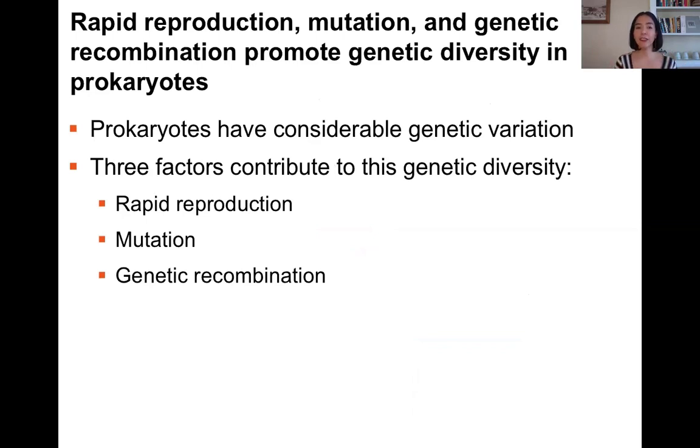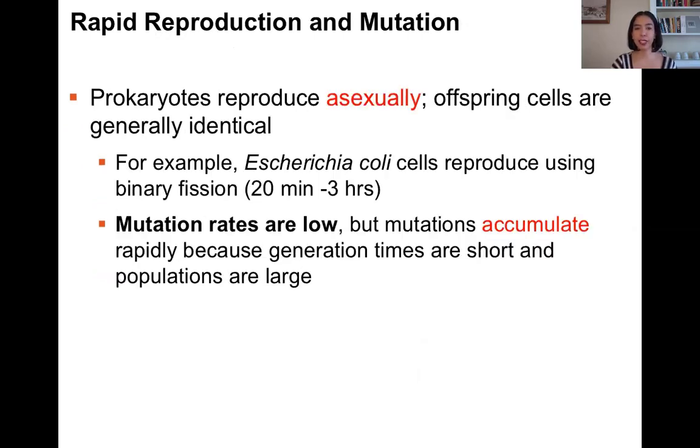genetic diversity, high genetic diversity, and that is associated to this rapid reproduction that we just looked into, but also associated to mutation and genetic recombination. Regarding mutations, they are actually low in these prokaryotes, but because the reproduction is really, really fast, like 20 minutes, let's say, and you have in 1 year a lot of generations of these bacteria, then yeah, the mutations can accumulate. And that's why we have a lot of diversity. And also because the population size is very large.